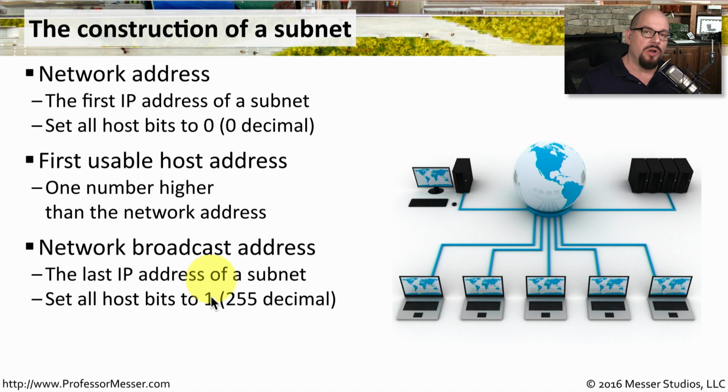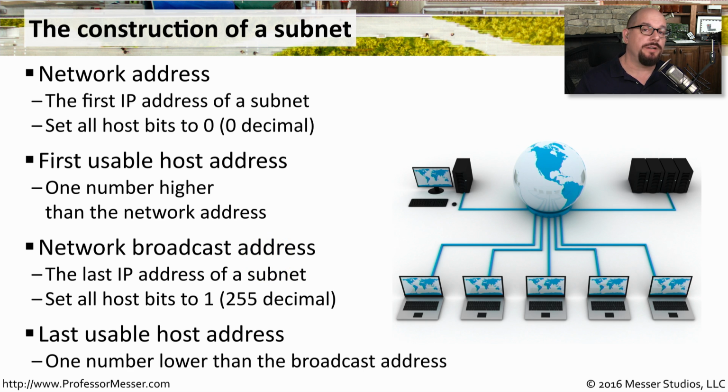If you were to set all host bits to 1, this would allow you to calculate the network broadcast address. If you then wanted to find the last usable IP address that you could assign to a workstation or some other device on that subnet, you would find the network broadcast address, and the last usable host address would be one number lower than that broadcast address.